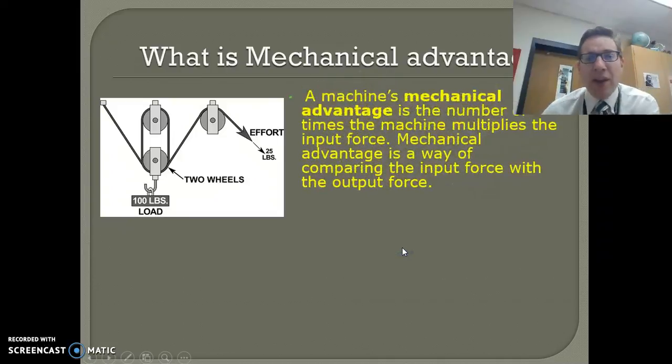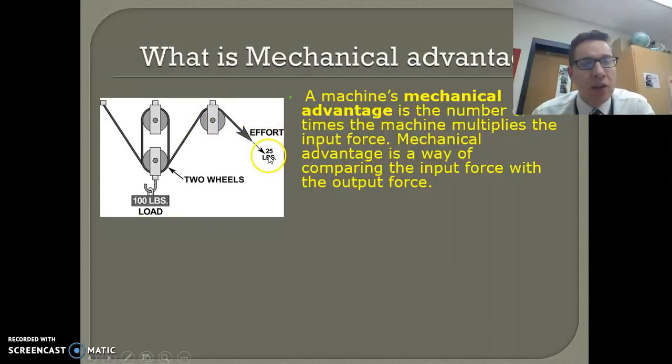So let's talk about mechanical advantage now. A machine's mechanical advantage is the number of times the machine multiplies the input force. Mechanical advantage is a way of comparing the input force with the output force. I have over here a set of 3 pulleys, and this 100-pound load right here is what you're trying to lift. Now 100 pounds is hard to lift by yourself, but if you use a series of pulleys, the effort or the input force would only be 25 pounds.